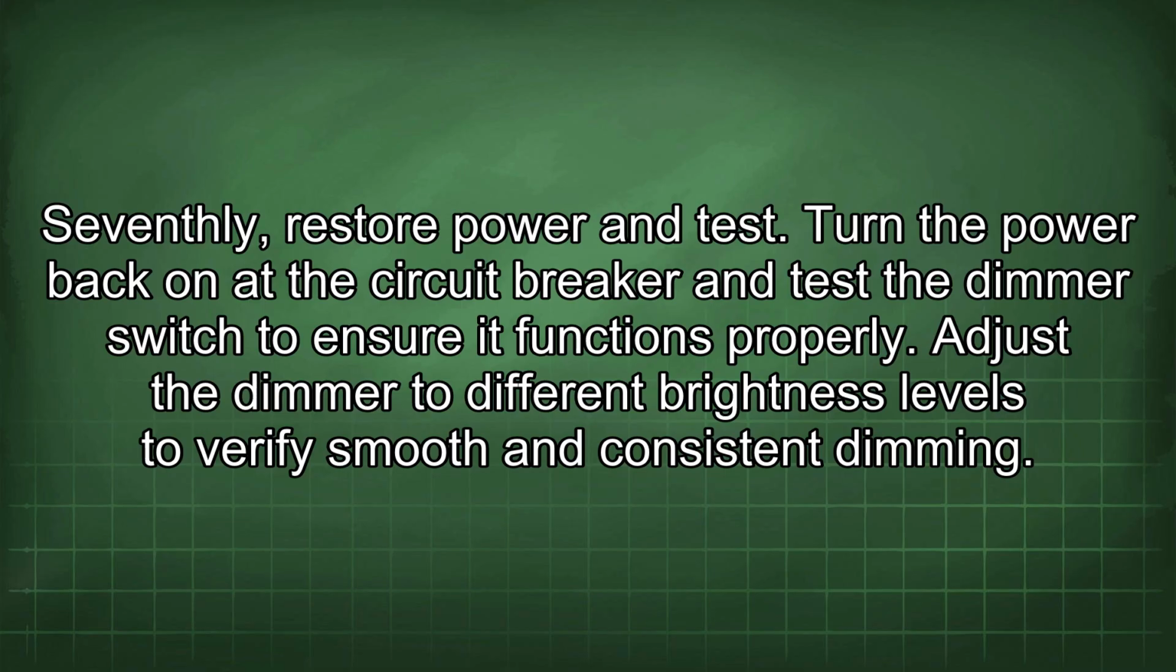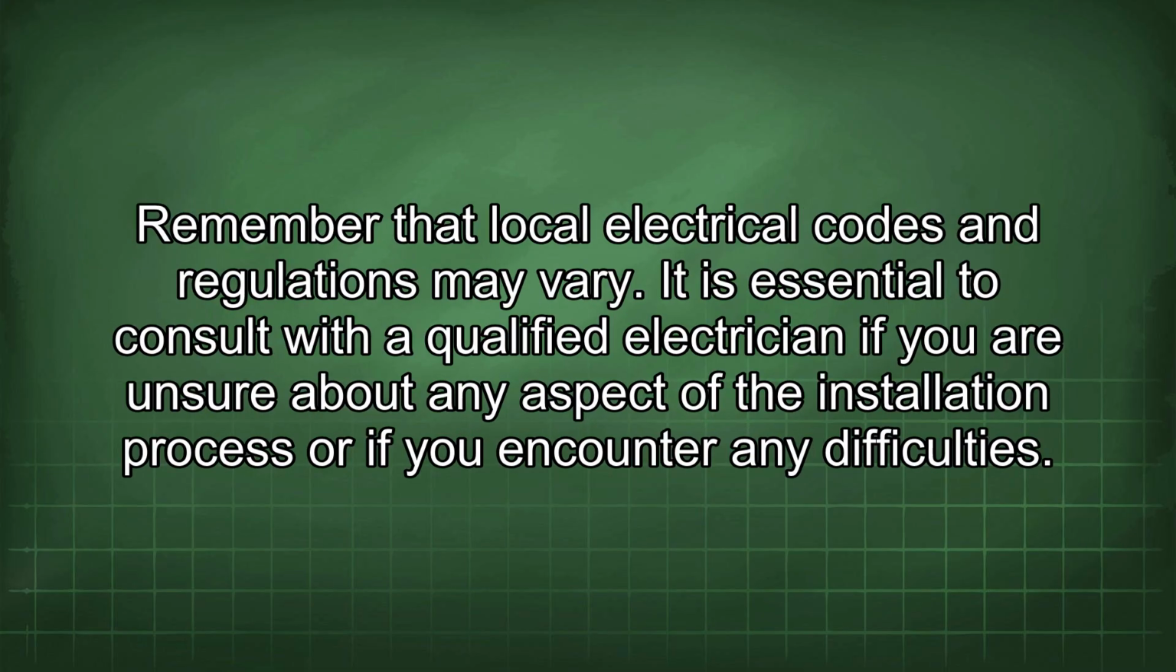Turn the power back on at the circuit breaker and test the dimmer switch to ensure it functions properly. Adjust the dimmer to different brightness levels to verify smooth and consistent dimming. Remember that local electrical codes and regulations may vary. It is essential to consult with a qualified electrician if you are unsure about any aspect of the installation process or if you encounter any difficulties.